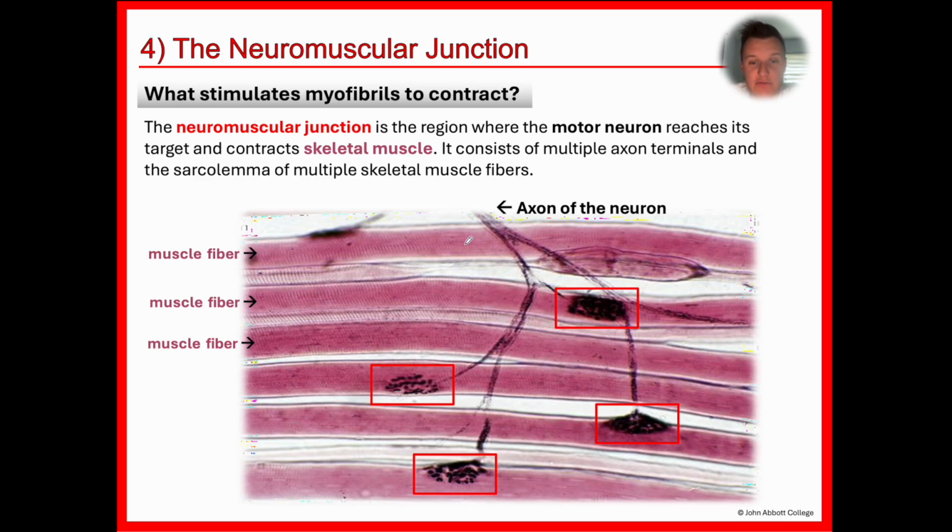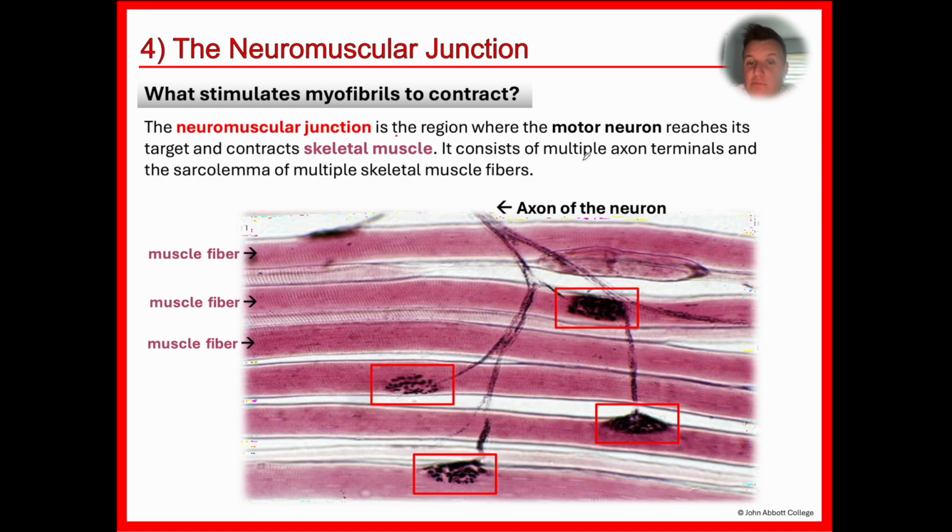These are muscle fibers. This is one muscle cell, two muscle cells. These are skeletal muscle because they're long, they're parallel, they're striated, right? Very interesting. And on top of it, do you see this? This is the motor neuron. This is a neuron that's coming down from the spinal cord, from the brain, and it's sending its projections all over these muscle fibers, right? So the neuromuscular junction is the region where the motor neuron reaches its target and contracts the skeletal muscle.